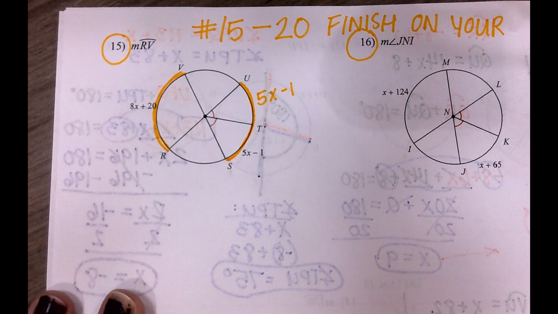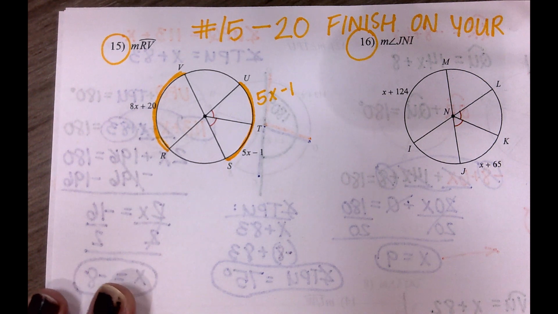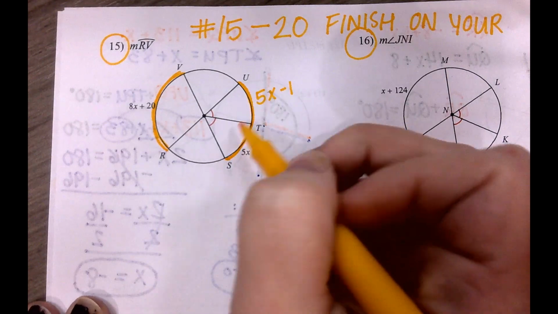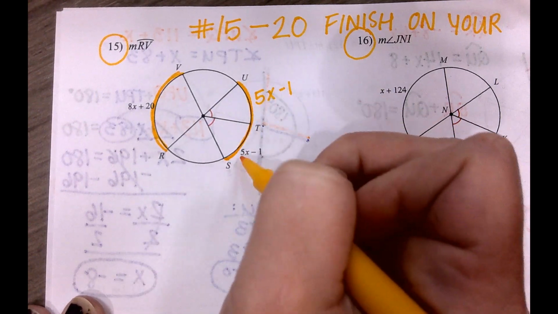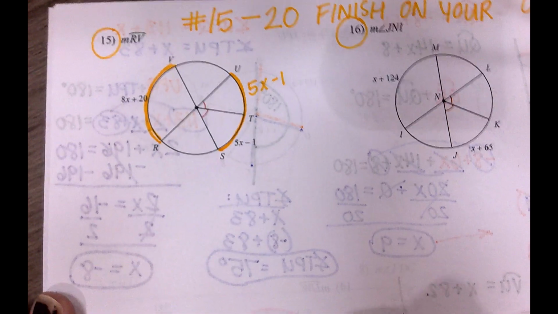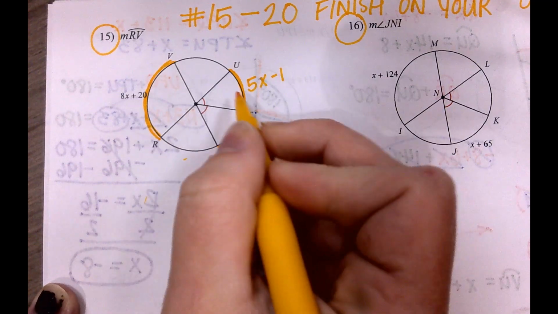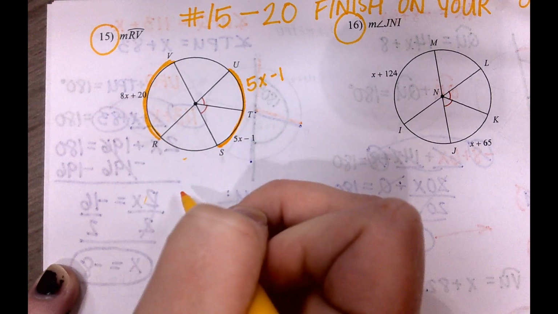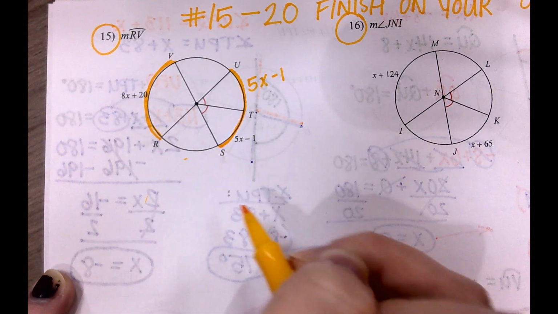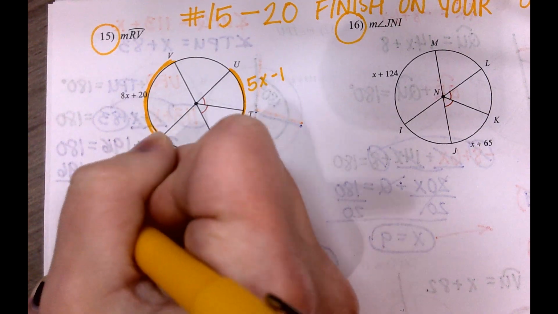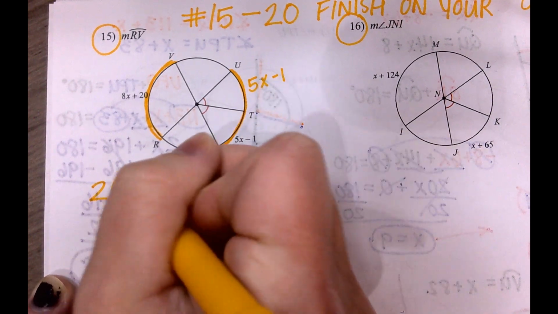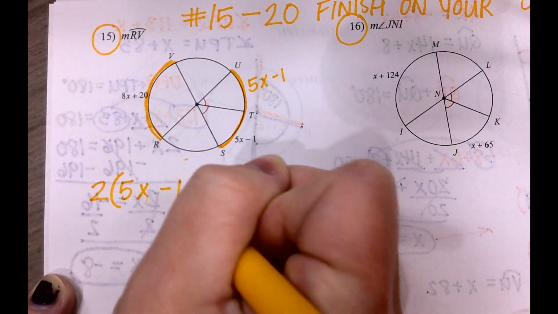First, you need to double your 5x minus 1. So, 2, and then in parentheses, 5x minus 1. Okay, so I can set up an equation. I know that I've got two of these 5x minus 1s. So this can be a much quicker way of combining them rather than doing 5x minus 1 plus 5x minus 1. Let's take that times 2. 2 times 5x minus 1.